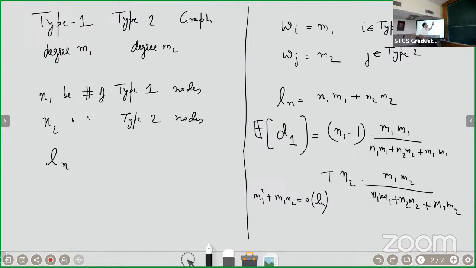So what am I doing? Putting a weight M1 for each type 1 vertex, and weight M2 for each type 2 vertex. What is Pij? Pij is exactly this. So P11, the probability that an edge exists between a vertex of type 1 and another vertex of type 1, is this probability. And then how many of them? N1 minus 1. Similarly, this is P12. Then how many such type 2 nodes?